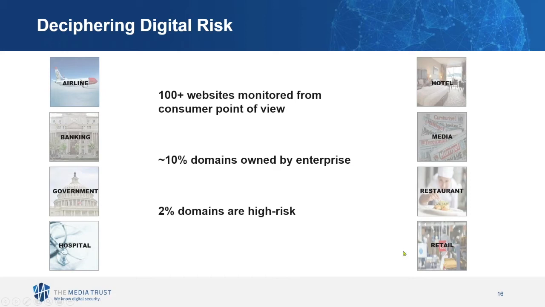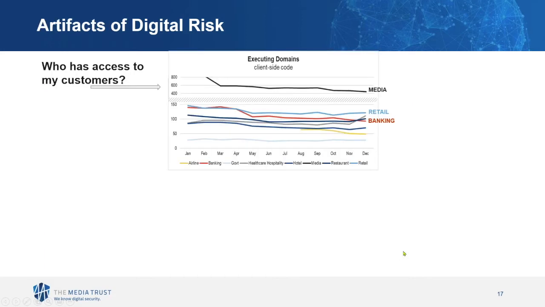And to control your e-commerce, we need to look at these key artifacts of digital risk. When we're working with our clients, we usually assess it from 3 points of view, or 3 questions that we ask. The first one is, we want to know who has access to my customers. So we're reviewing all the executing domains. Every time a consumer accesses the site, these are the domains and code that are executing.